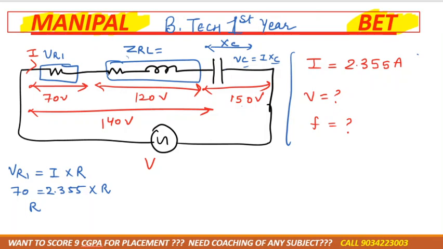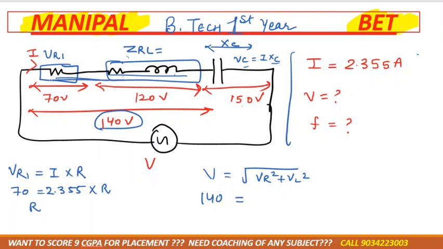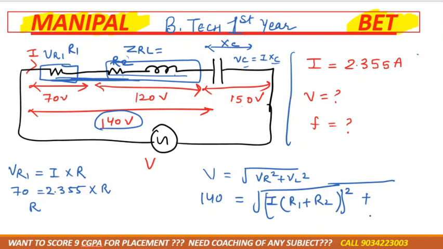Now see, for this one, the total 140 volt is across the two resistors and the inductor. Can we say VR squared plus VL squared, right? The voltage is 140. Now we can combine it. So what can we write down? I into (R1 plus R2) squared, plus I into XL squared, right?